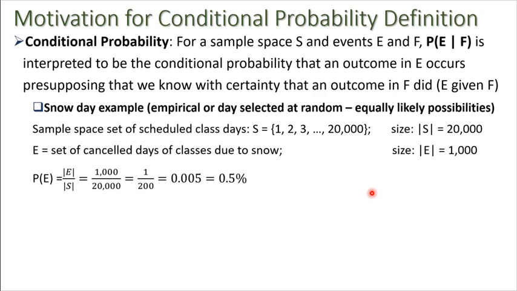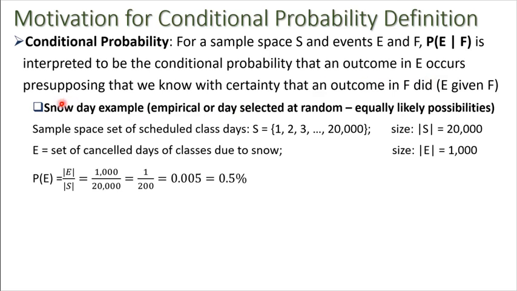Okay, so this example was really to provide motivation for our conditional probability definition. First, let me just introduce some notation here. Rather than just having P of E, we have P of E vertical bar F to denote the conditional probability that E occurs, or that some outcome in E occurs, presupposing that we know with certainty that an outcome in F did.